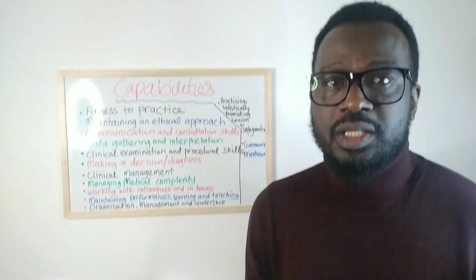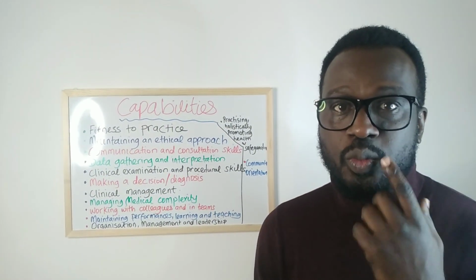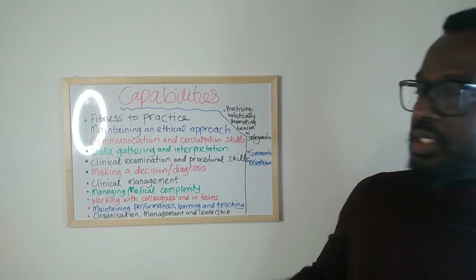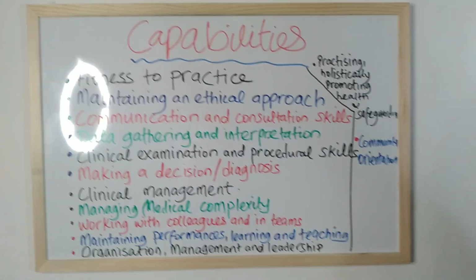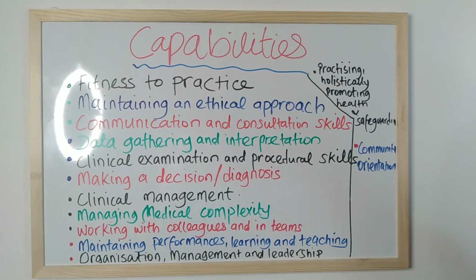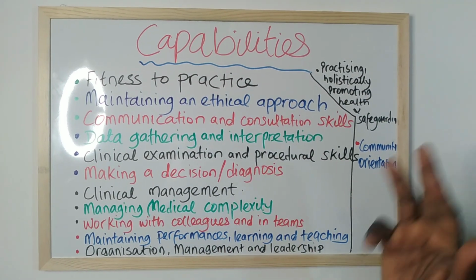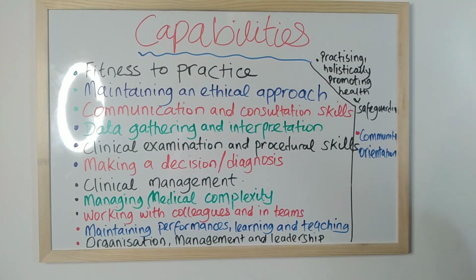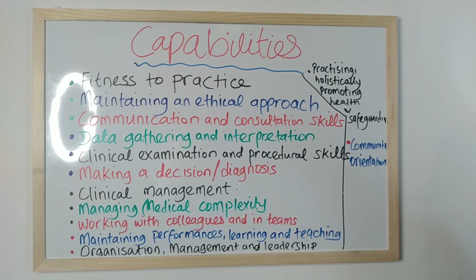Today is one of those series, Knowing Your E-Portfolio, and we've titled this 104. And we will be talking about capabilities. Remember in the last video, we talked briefly about capability and experience groups. And I mentioned to you there are about 13 capabilities you will be assessed on, and these are basically all of them. And let's start with fitness to practice.